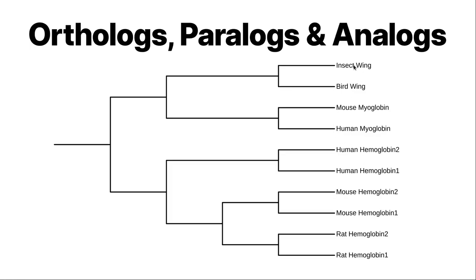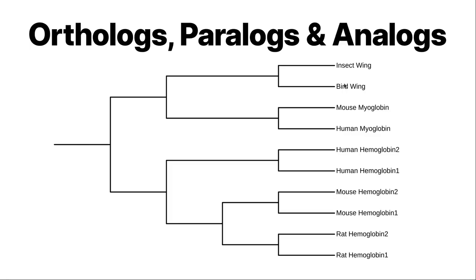And for analogs, they don't have any evolutionary origin, that is common ancestor, but they have similar function. That is, the wing in insect and in bird works in the same way, but bird and insect are very different in evolutionary origin.